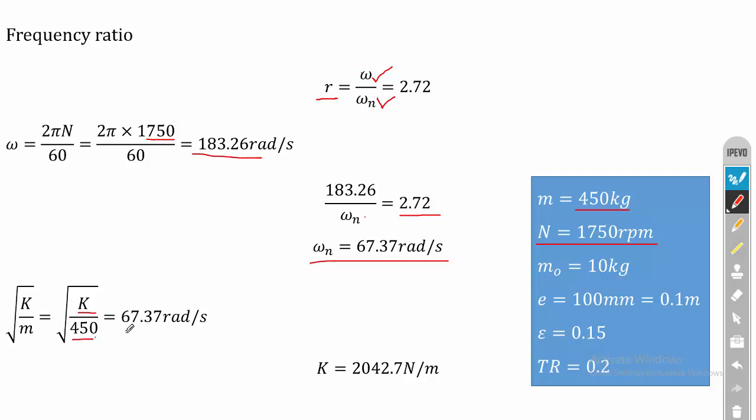So the mass value is 450 and omega n is 67.37. By substituting this, I can calculate the k value as 2042.7 Newton per meter. Okay, so this is the stiffness of the spring.